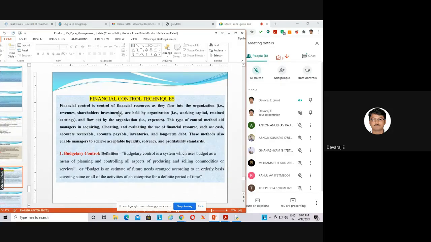Then we'll go to the next topic, financial control techniques. What are the different techniques you have to control the finance in your company? You can see here, finance control is control of financial resources as they flow into the organization. I told you we are studying this topic to know how to control the finance in the company. Everywhere in the organization you want to invest money, make a product and supply it to the customers. Then you will get back your invested money as well as the profit.